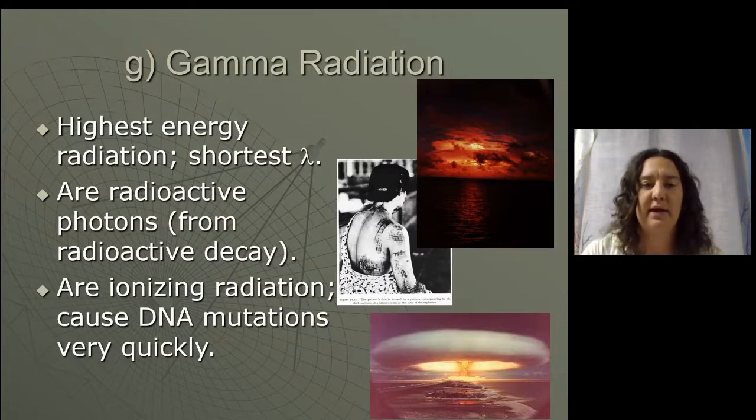So last is gamma radiation, and this is the highest energy radiation and the shortest wavelength. So all gamma radiation is radioactive photons from radioactive decay, and it can cause DNA mutations very quickly. So it's the most harmful form of radiation that's emitted by the sun.